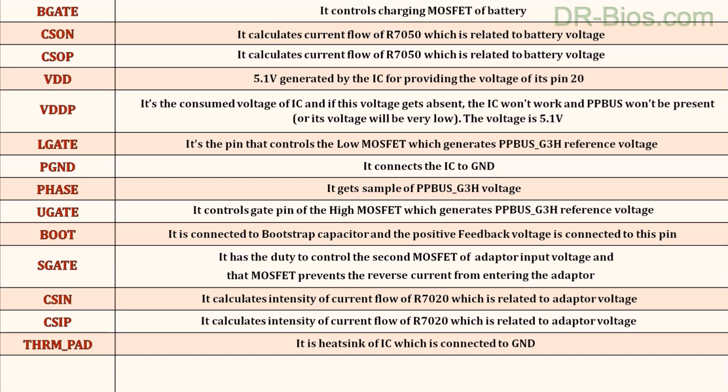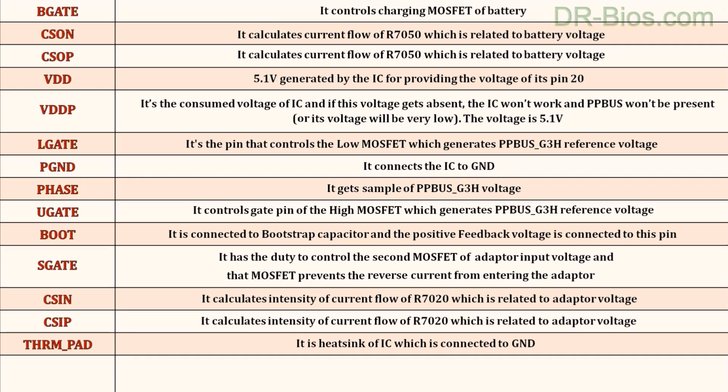Next pin is SGATE. It has the duty to control the second MOSFET of adapter input voltage, and that MOSFET prevents the reverse current from entering the adapter, which is reverse current protection. I'll explain more in the following.